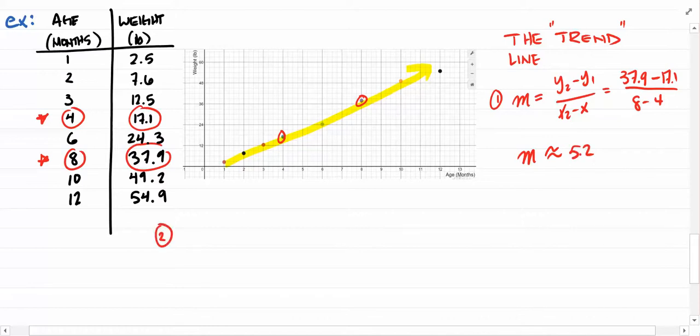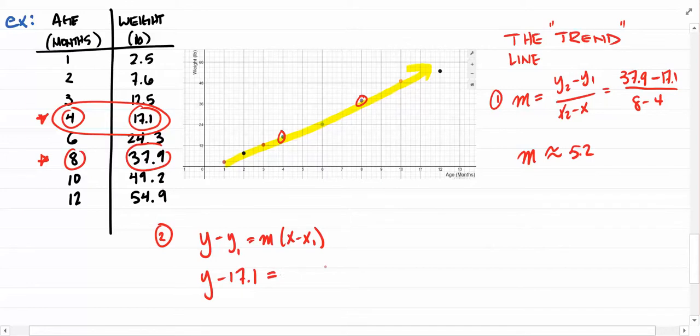Okay, the second thing that I want to do is write it in point slope form, so I can have y minus y1 equals m times x minus x1. So I'm going to go ahead and use this point here to plug in and figure out the equation of my line. I'm going to have y minus 17.1 is equal to the slope that I figured out, which was 5.2 times x minus 4.